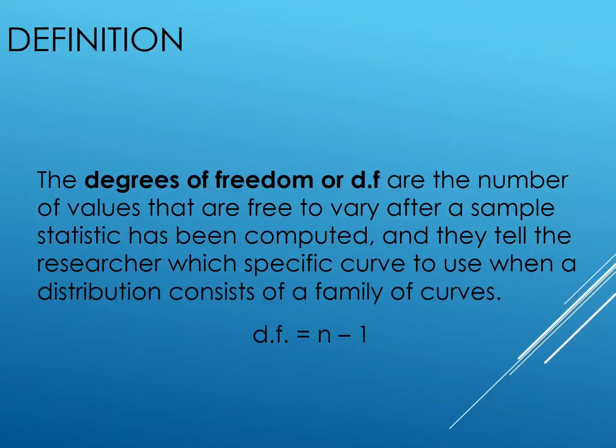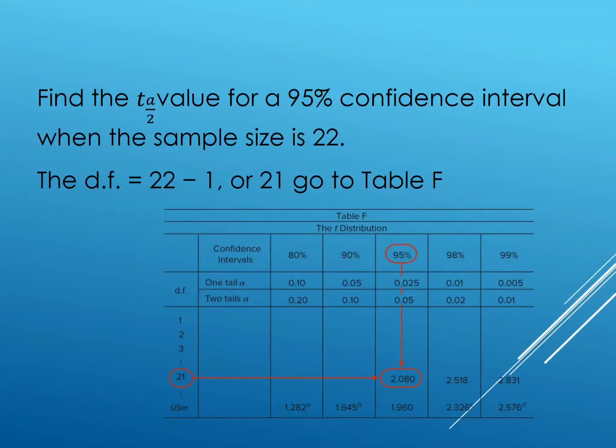So right now I would say pull up table T, have it with you on the side, so we can look at it together, and I'm going to show you a quick example of when degrees of freedom are used and how to read table T. Say, for example, find the critical T value for a 95% confidence interval when the sample size is 22. So if the sample size is 22, then my degrees of freedom are n minus 1, so 22 minus 1, or 21. So then we go to table T.